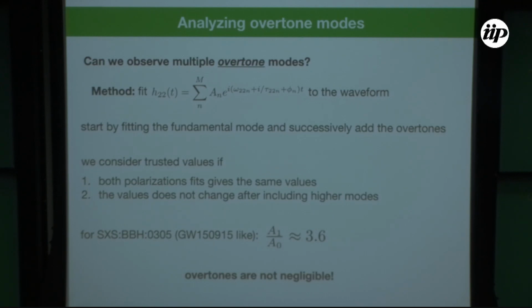By setting both these conditions, only the fundamental mode and the first overtone satisfy them, and we get that the ratio between the initial amplitude of the first overtone and the fundamental mode is 3.6. It means that the overtone initial amplitude is higher than the fundamental initial amplitude.